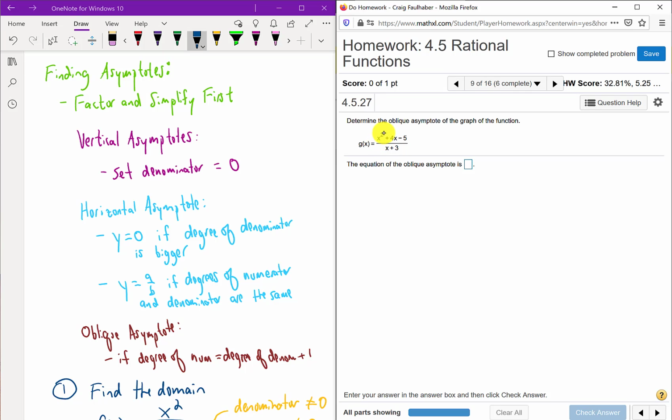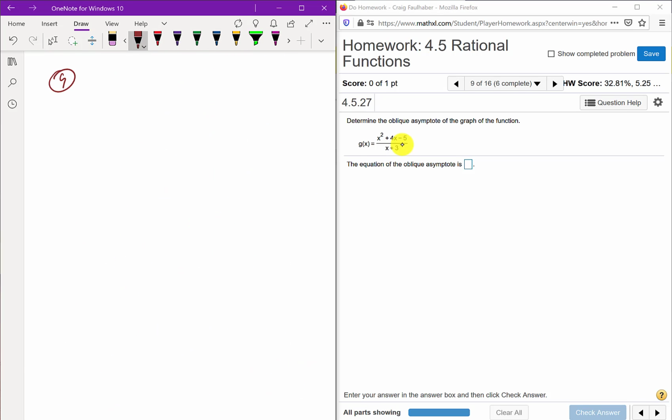As you can see, the degree of the numerator is 1 greater than the degree of the denominator in this example, 2 versus 1. So the way that we actually find our oblique asymptotes is we have to do long division. So I'm going to go ahead and do it. I'm going to put the x squared plus 4x minus 5 in here. I'm going to put the x plus 3 in here.